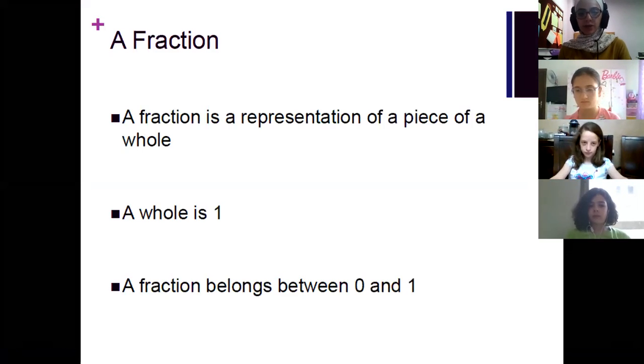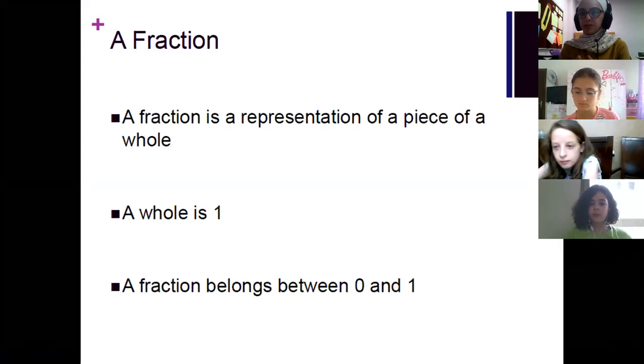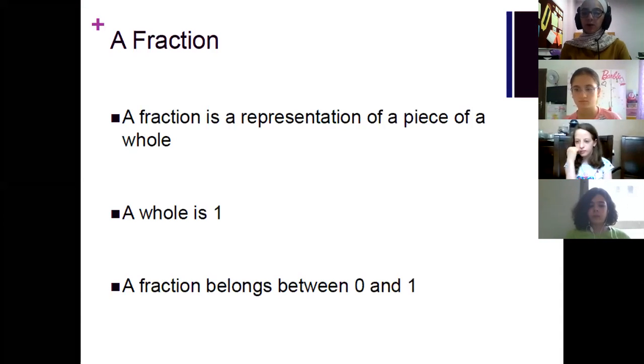So if you cut your cake into 8 pieces and you choose just one piece, this is 1 out of 8. When we say whole, it means one whole: a whole cake, a whole pizza, a whole whatever. And all the fractions belong between 0 and 1. If we have more than 1, that's going to be a mixed number, or we call it an improper fraction. But the normal fractions that we deal with are between 0 and 1 only.